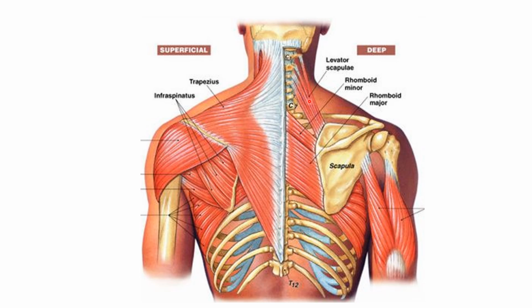The next one is rhomboideus minor. This rhomboideus minor arises from the C7 cervical vertebra, that is, from the lower part of the ligamentum nuchae and from the spine of the 7th cervical vertebra and the spine of the first thoracic vertebra.